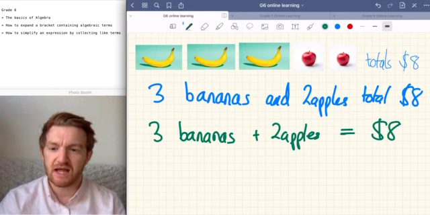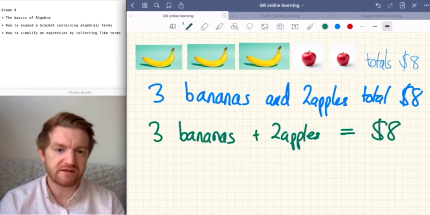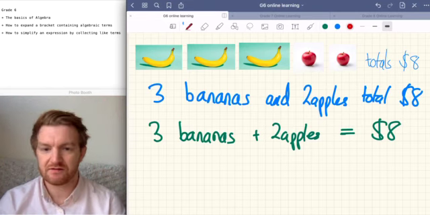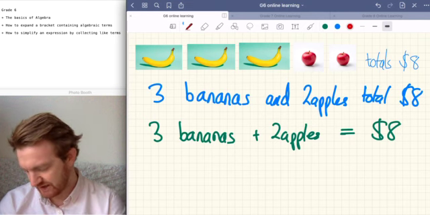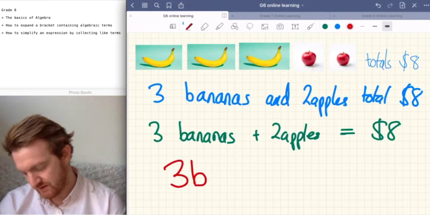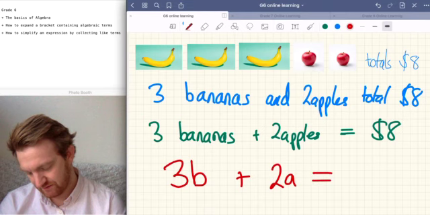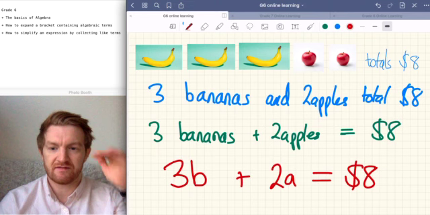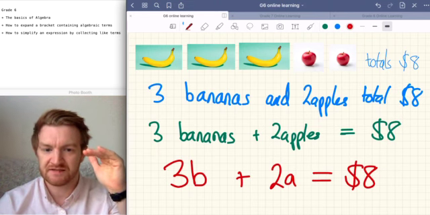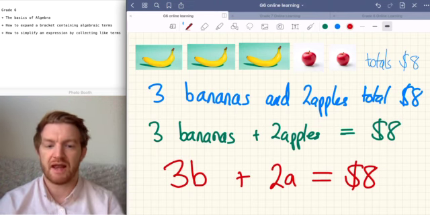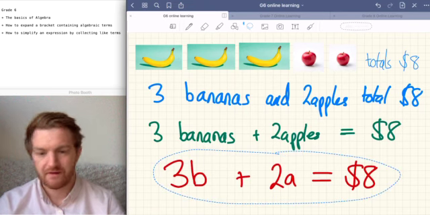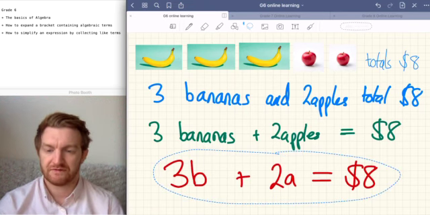But bananas and apples, instead of saying the whole word, we could use a little bit of algebra. We could say 3b, b for banana, plus 2a equals $8. And what I've done there is started off with a picture, a sentence, a couple of symbols, and now we've ended up with an algebraic expression. And that, in essence, is the foundation of algebra.